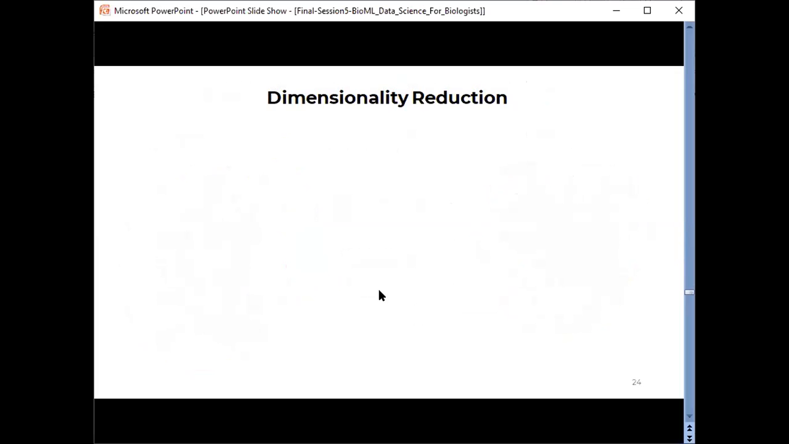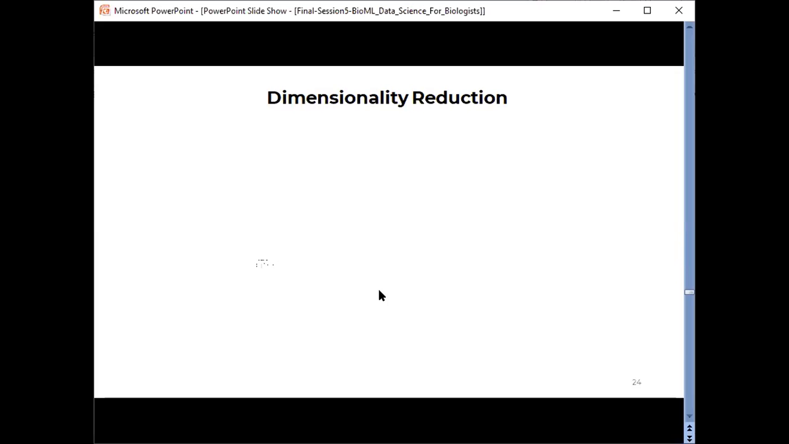Before getting into one of the important unsupervised machine learning algorithms, that is principal component analysis, let's understand dimensionality reduction, which is a method. So let's understand what dimensionality reduction is. First, let's talk about dimensionality.